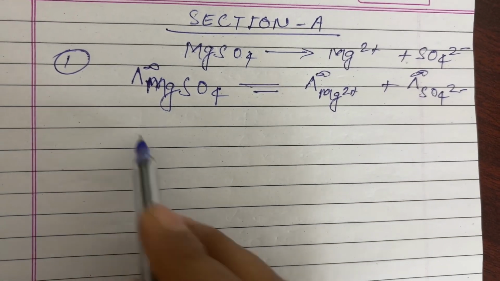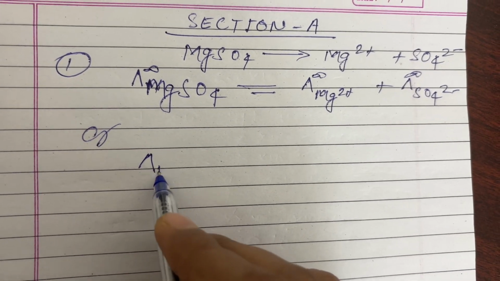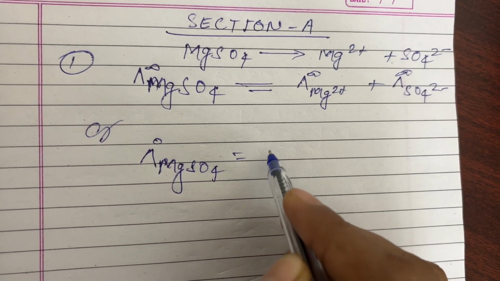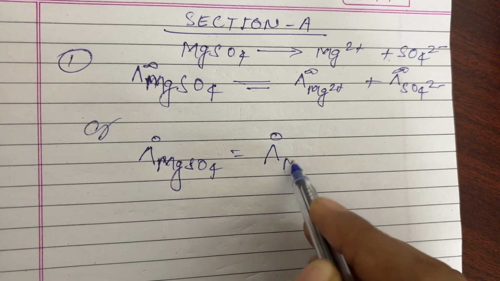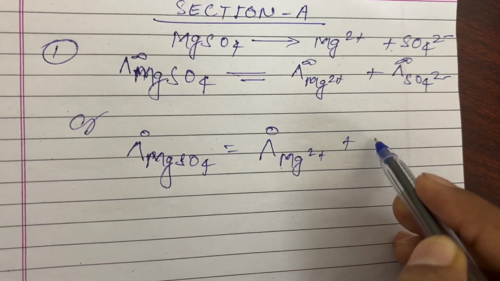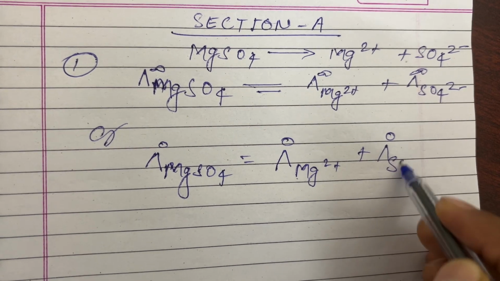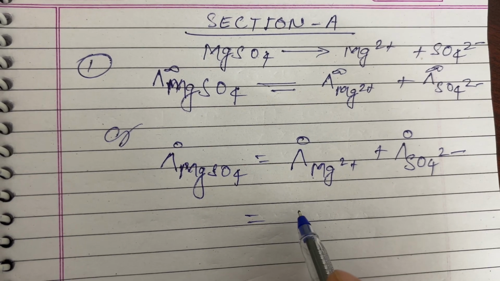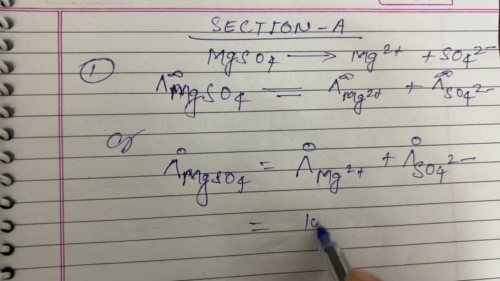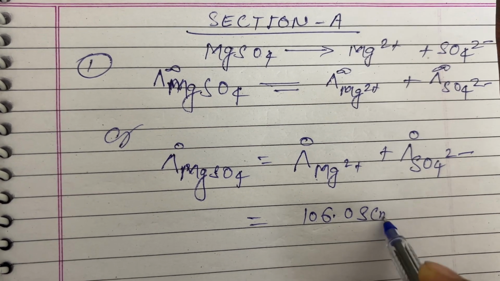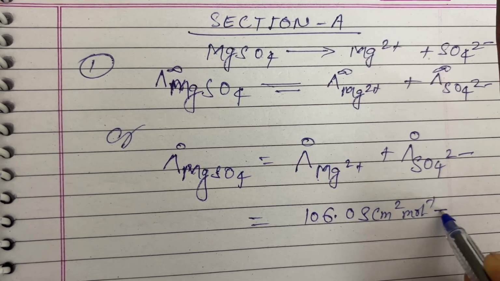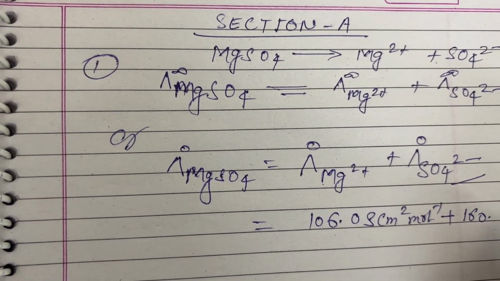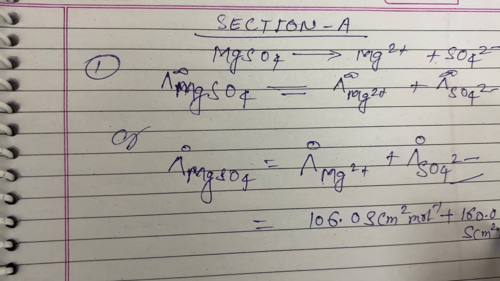It can also be written like this: limiting molar conductivity of MgSO4 equals the sum of the limiting molar conductivity of Mg2 plus ions plus the limiting molar conductivity of SO4 2 minus ions. In the question, the limiting molar conductivity of the Mg2 plus ion is given as 106.0 Siemens centimeter square per mole, and the limiting molar conductivity of the sulfate ion is given as 160.0 Siemens centimeter square per mole.